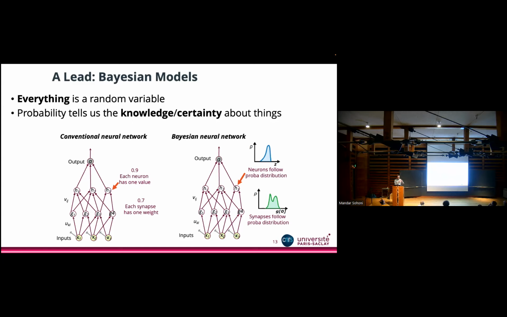If a synapse has a very large standard deviation, it means we don't really know what the value of the synapse is. If it has a very low standard deviation, it means we have a very precise idea about what the value of the synapse should be. And then due to that, the neurons actually also follow probability distributions. And that will tell us really the knowledge about things.